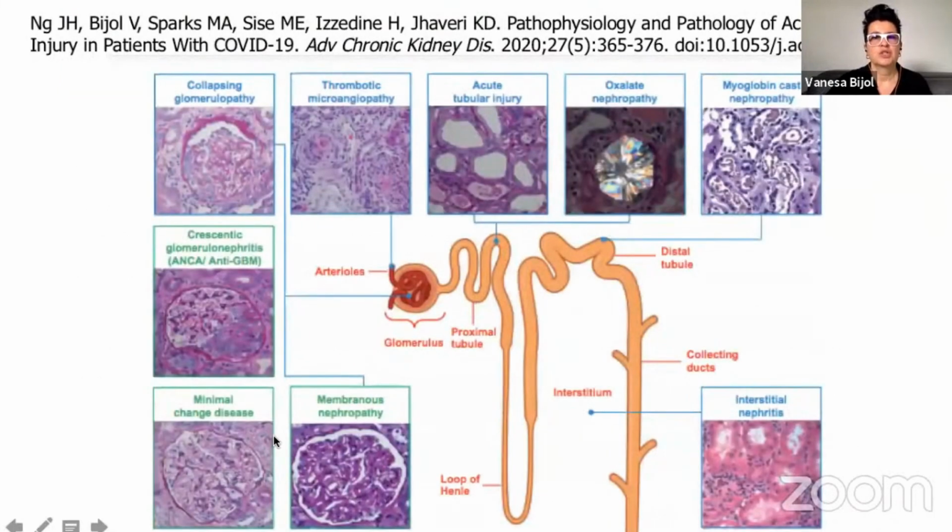But I will just summarize. This is my last slide, just to tell you what I have told you already, which is that the most common finding is acute tubular injury. TMAs and endothelial cell injury, as well as collapsing glomerulopathy, are also important pathologies. Sometimes with ATN, you may see myoglobin cast nephropathy. Many other glomerular diseases have been described, and also these medication-related pathologies, such as oxalate nephropathy with vitamin C, or AIN with different medications, have all been described.